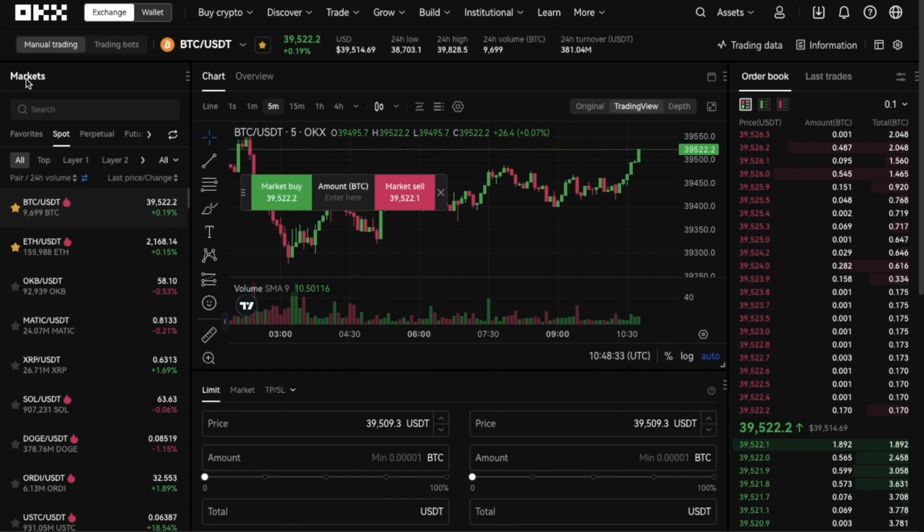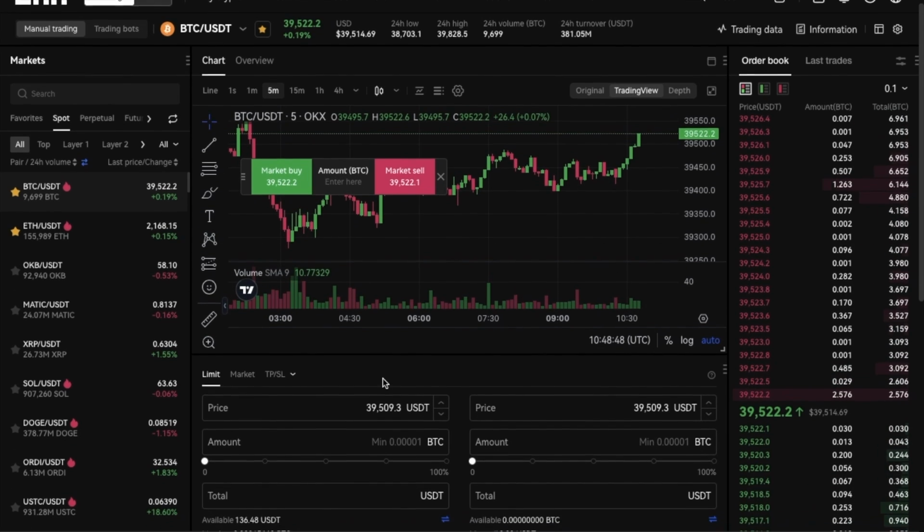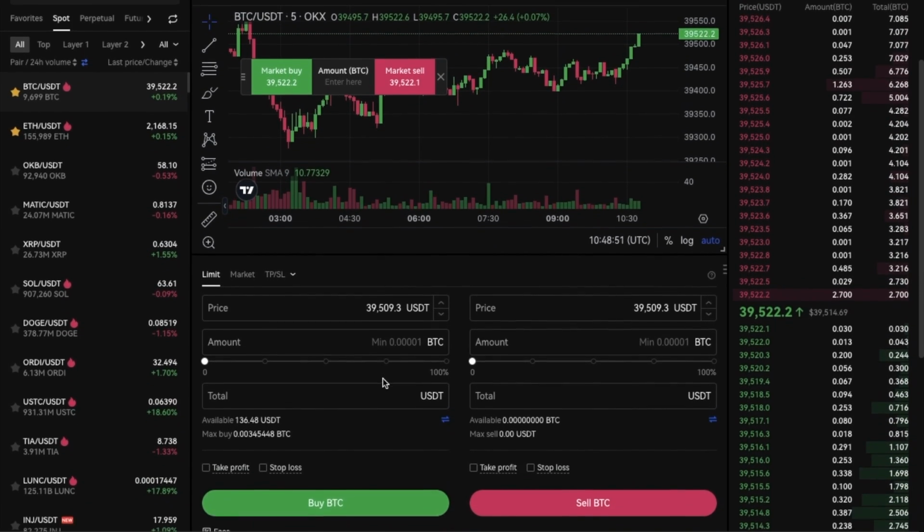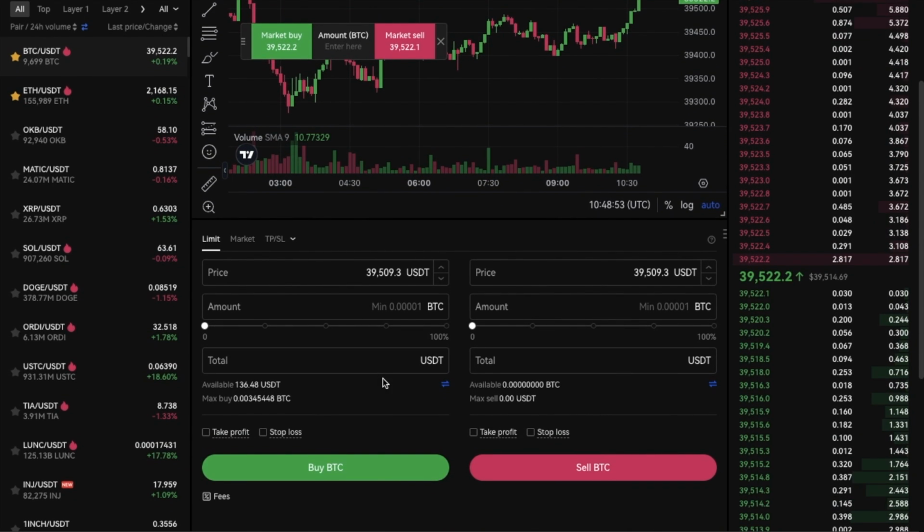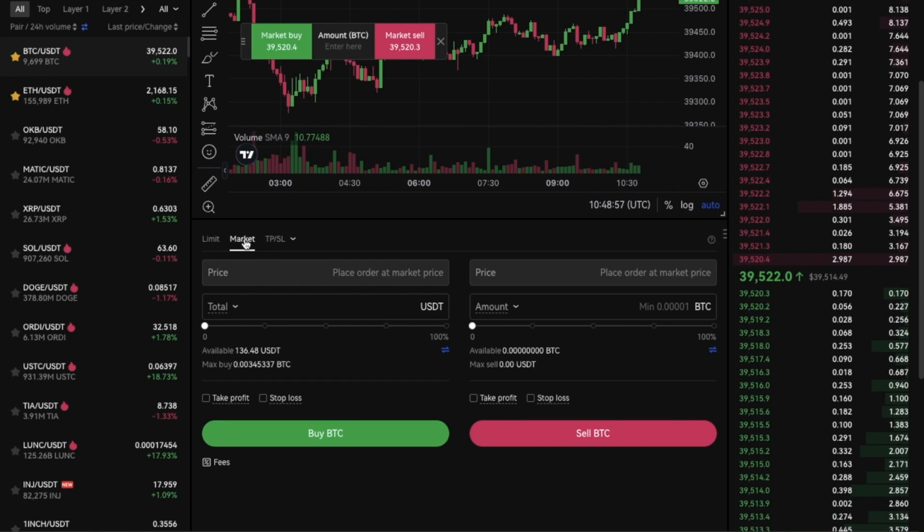Over on the far left is the markets again, and under the chart we then have where we can actually place our orders. And these are split between buy on the left with the green button or sell on the right with the red button beneath. We're going to start with buy. And the first order that I'm going to place is a market order, so I'm going to select market.